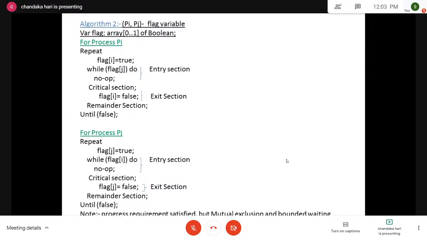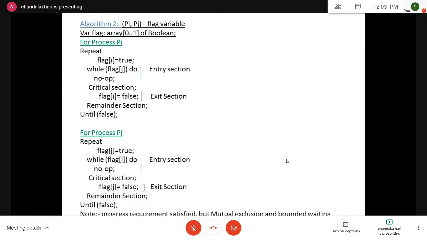The CPU is going to give first priority to those processes whose flags are equal to true. This is how it is similarly implemented for multiple processes also. And only one critical section can be executed at any moment of time. Now let us see.